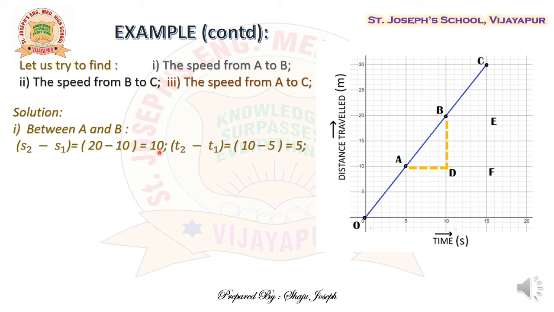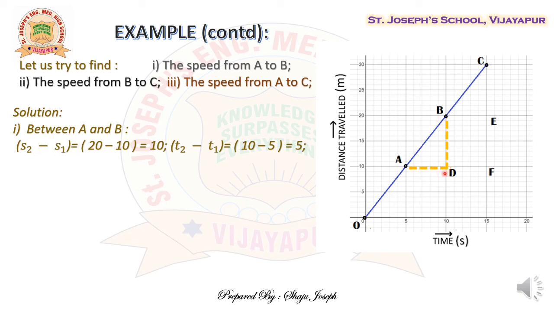Okay. Now let us find the difference in time. So the final point is B. From there, vertically on the x-axis, I find the time is 10 seconds. So the final time is 10 seconds minus the initial time. The initial point is A. From there I drop a perpendicular. It comes at 5. So 10 minus 5 is 5 seconds. So AD here denotes 5 seconds and BD denotes 10 meters.